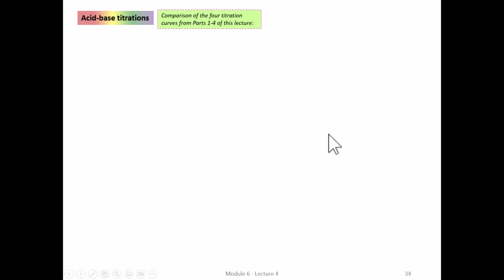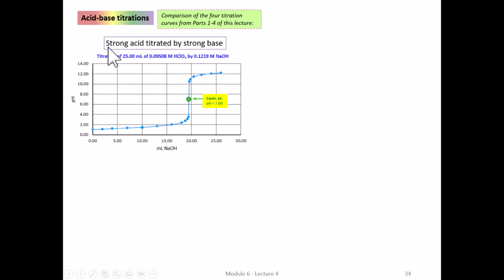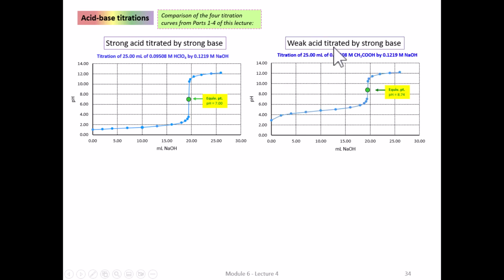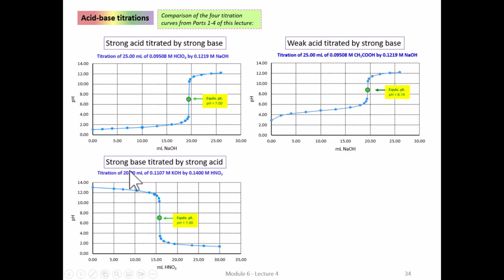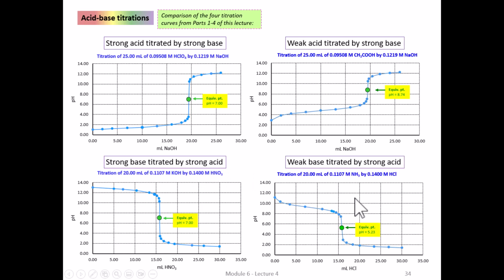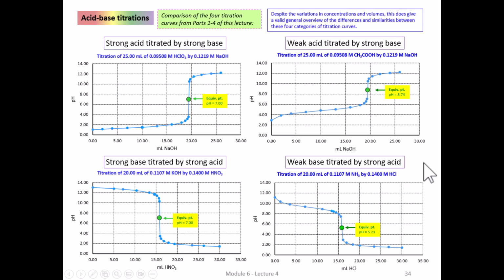So let's conclude Lecture 4 with a general overview or comparison of the 4 different types of titration curves that we covered. We looked at a strong acid being titrated by a strong base, followed by the titration of a weak acid titrated by a strong base. The third example was a strong base titrated by a strong acid. In the example we just covered in this last part, a weak base titrated by a strong acid. Now, despite some differences in the actual acids and bases and in the concentrations used, we can still make some general comparisons between these different types of titration curves.